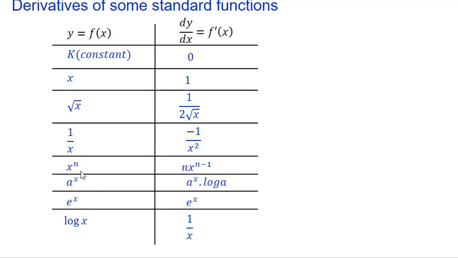Now for a power x, it is a power x into log a. When I replace a with e, then it should be e power x into log e. But the value of log e is 1. So I write the derivative of e power x as e power x. And for log x, it is 1 upon x.